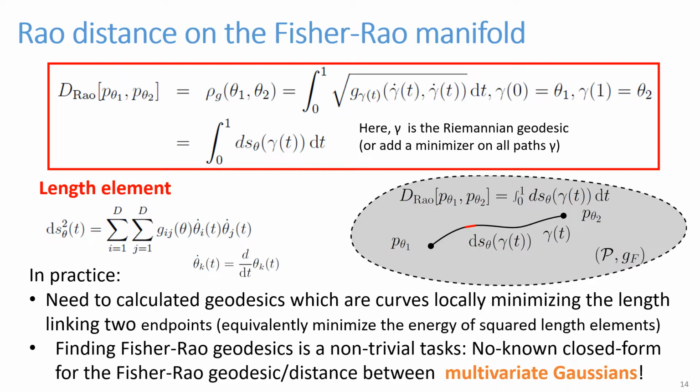In practice, we first need to calculate Riemannian geodesics with boundary values, which is a complex task requiring solving ordinary differential equations. Once the equations of the geodesics are known, we need to integrate the length element along the geodesics to get Rao distances. Both tasks are non-trivial. For example, we do not know the geodesics with boundary values nor the Rao distance in closed form between two multivariate normal distributions.